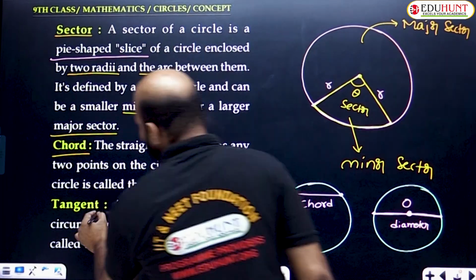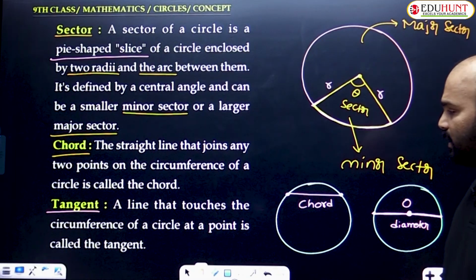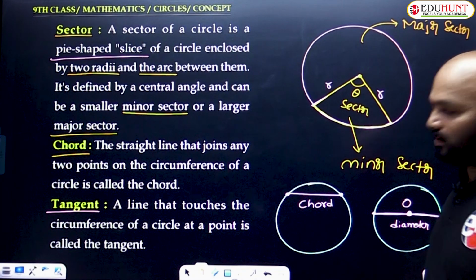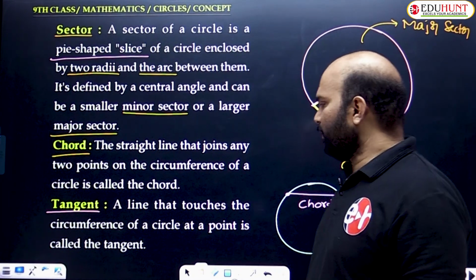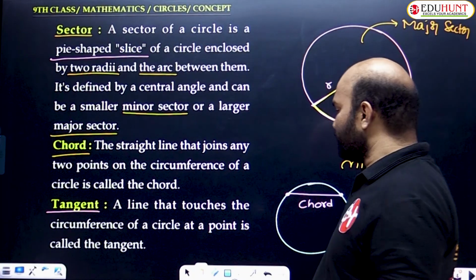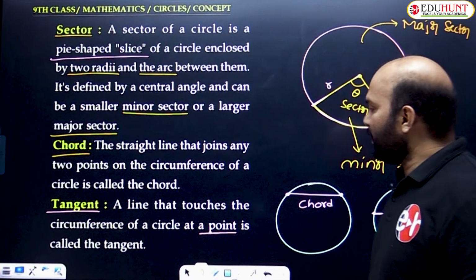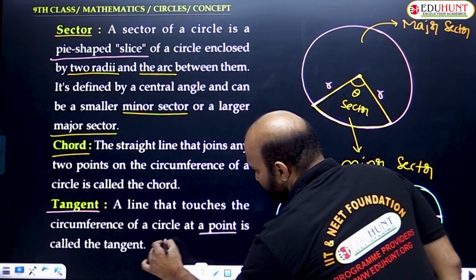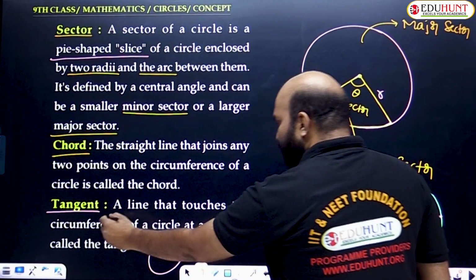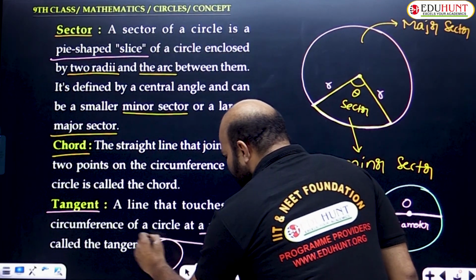So next one, tangent. A line that touches the circumference of the circle at a point is called a tangent. This is a very important concept of the circle. What is a tangent? A line that touches the circumference of a circle at one point is called a tangent. For example, this is a circle. A line that touches the circumference of the circle at a point is called a tangent.